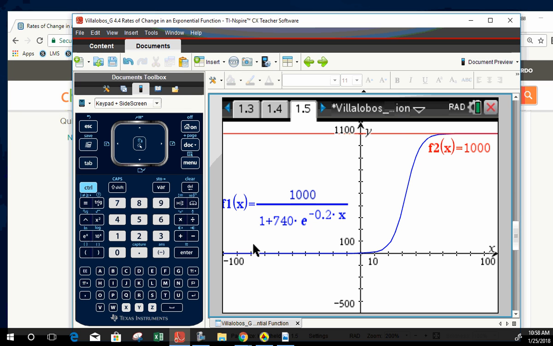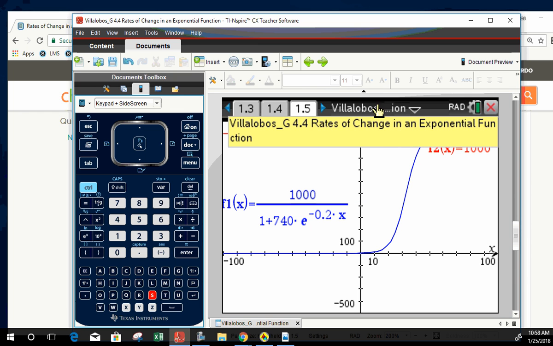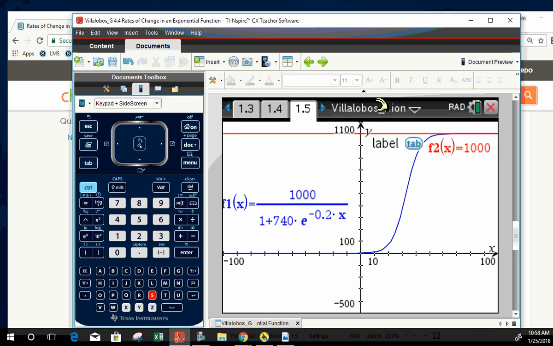Okay. Now for 4.5, let's do Control S to save this. 4.4 rates of change of exponential functions.